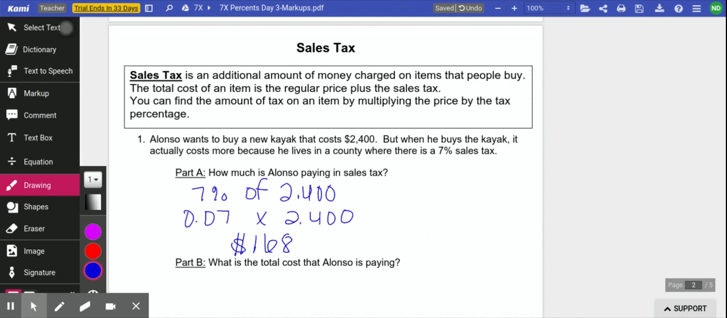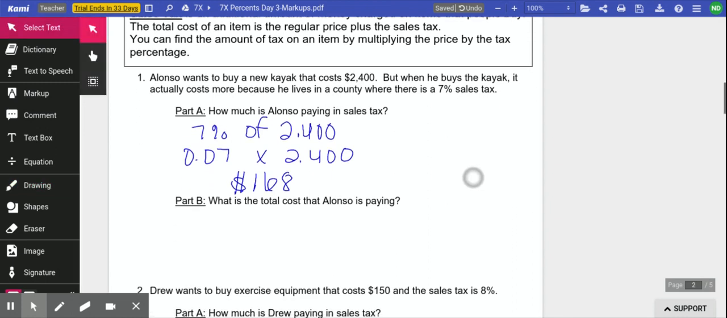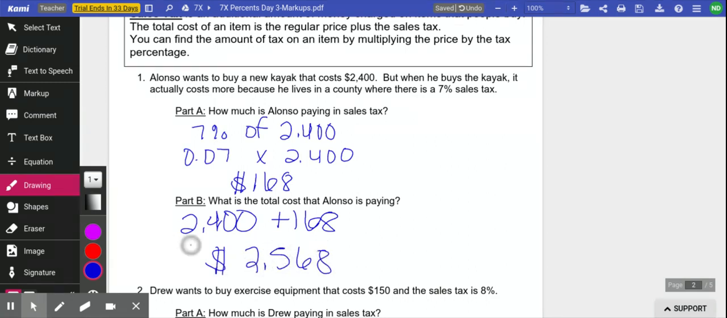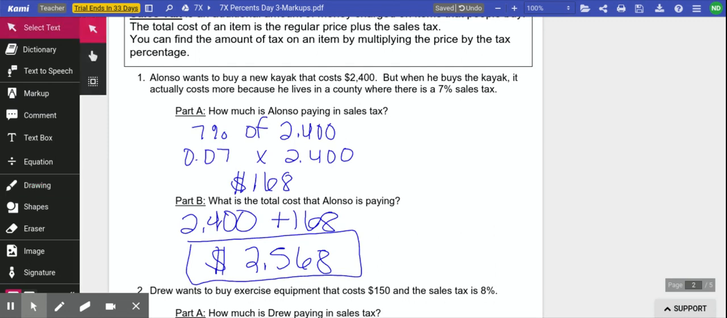Okay, part B now says, well, what is the total cost that he is paying? The total cost that Alonzo's paying is the price of the kayak plus the sales tax. So I have to take the price of the kayak, which is $2,400, and add the sales tax, which is $168. And when I do that, we get $2,568. So that is the total cost of the kayak. Again, notice how the sales tax has increased the price of the kayak, making it a markup.